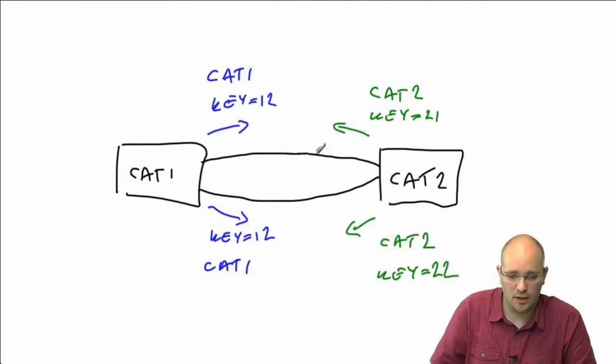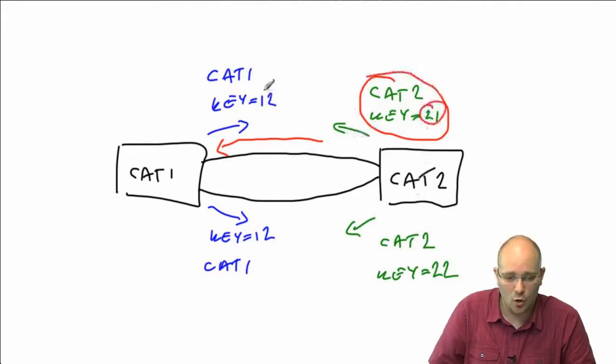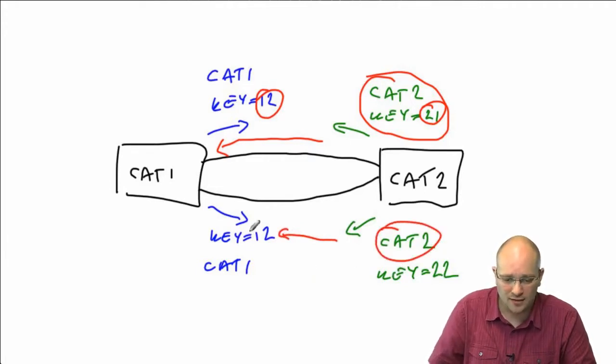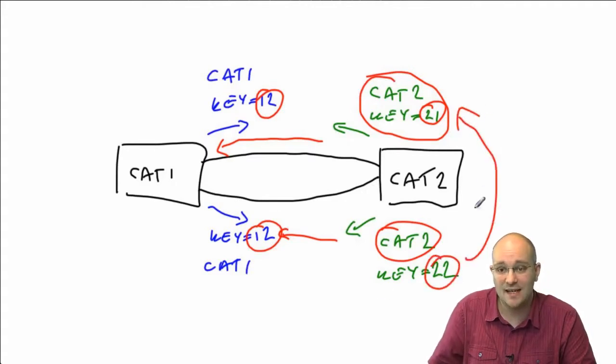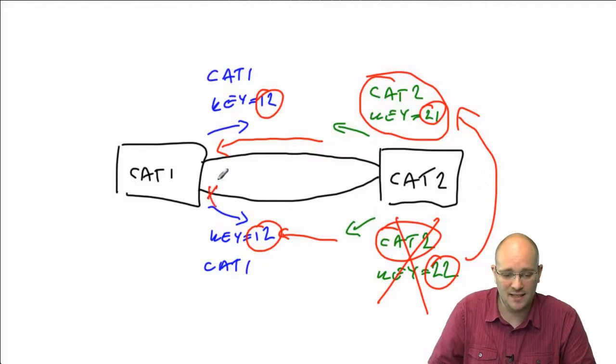When this information arrives to Cat1, Cat1 is going to say, okay, I'm neighboring with Cat2 and the other side is using 21 on what is my local key 12. This is okay, there is no problem with this. But then I receive this frame here, which tells me that this is Cat2 that on my key 12 is attempting to use a different key than the key that I already used. This is not good. I am detecting a misconfiguration, and this link here is going to be suspended.